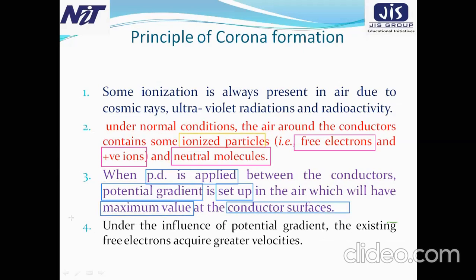Now move to number 4. What is number 4? Under the influence of this potential gradient, the existing free electrons acquire greater velocities. So under the influence of potential gradient, the existing free electrons acquire greater velocities. This is our fourth point: 1, 2, 3, 4. We have completed these four points. Next, go to the next slide.